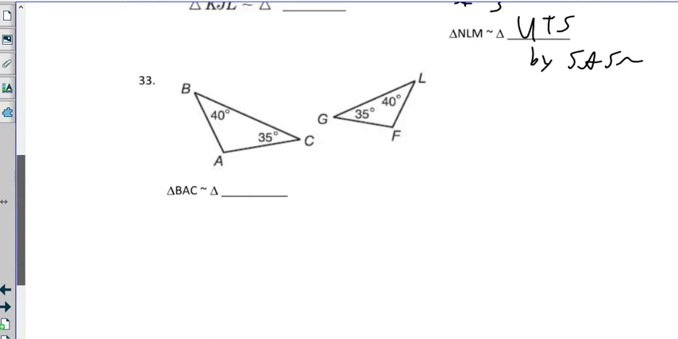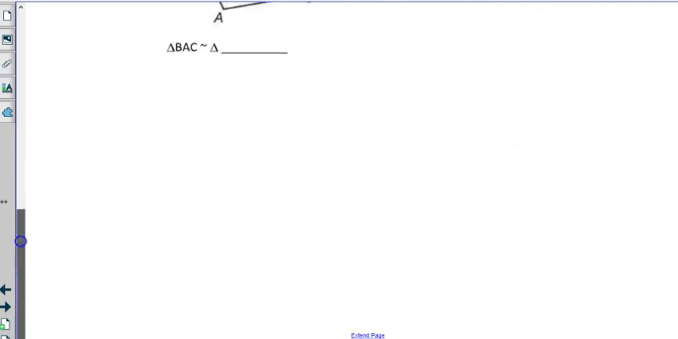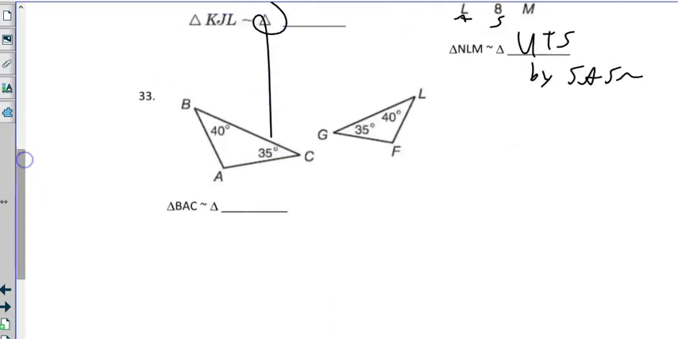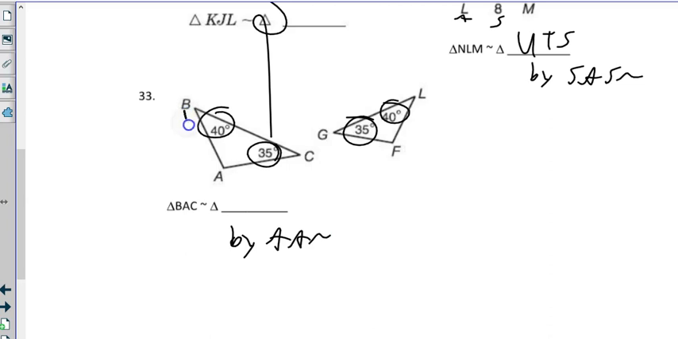And right here, we're good to go. We have two angles. We have 35 and we have 40. So we know we're going to have by AA similarity. So BAC is starting at the 40, going to the no angle to the 35. So starting at the 40, no angle, 35 is LFG.